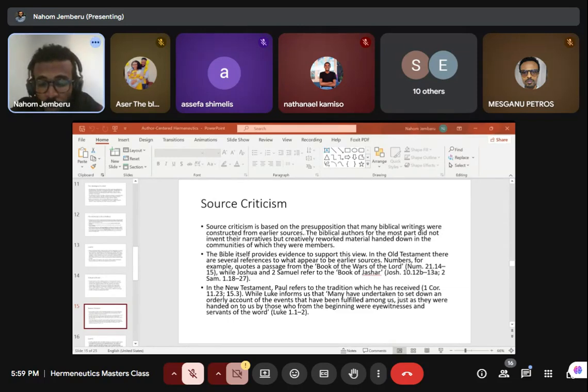And he went on to say, just as they were handed on to us by those who from the beginning were eyewitnesses and servants of the word. See, he is giving you his sources. His sources, for example, as you know, Luke was not an eyewitness to Christ, right? He was not an eyewitness. He was not one of the 12.